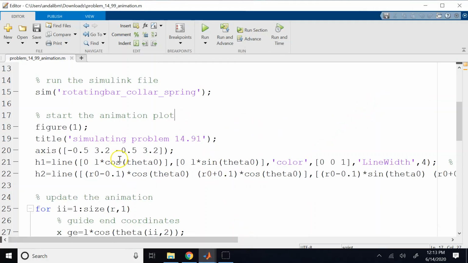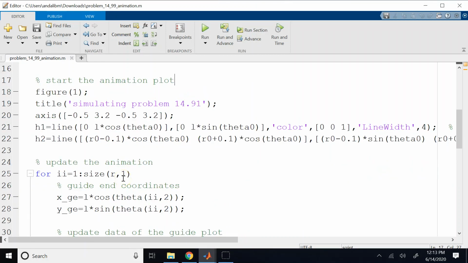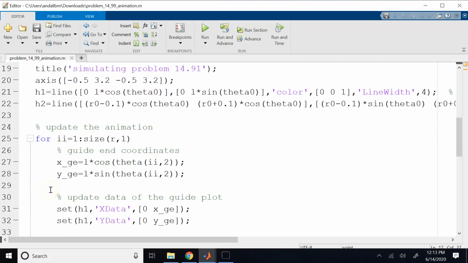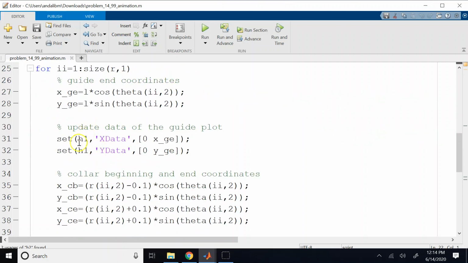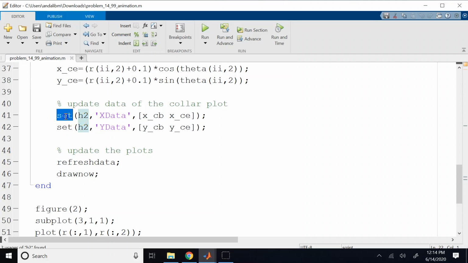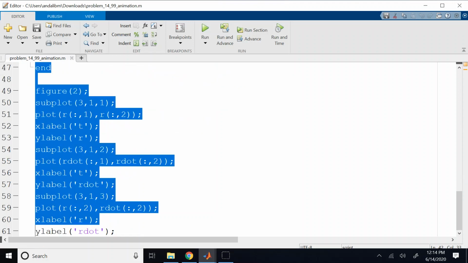Now, the first thing I do, I use the command line for both to do what? To basically do the initial plots at the initial angle theta of 0. So first thing again I do, I draw the lines at their initial positions or initial configurations. And not only do I plot them, I use a handle H1 and H2 for both of these lines so that later I can refer to them and I can modify their X and Y data for the sake of animation.